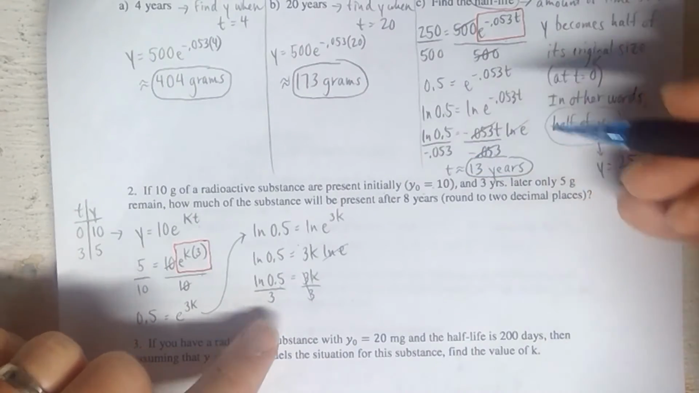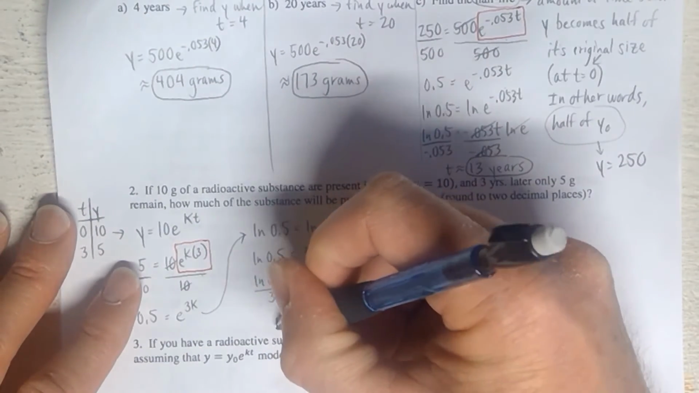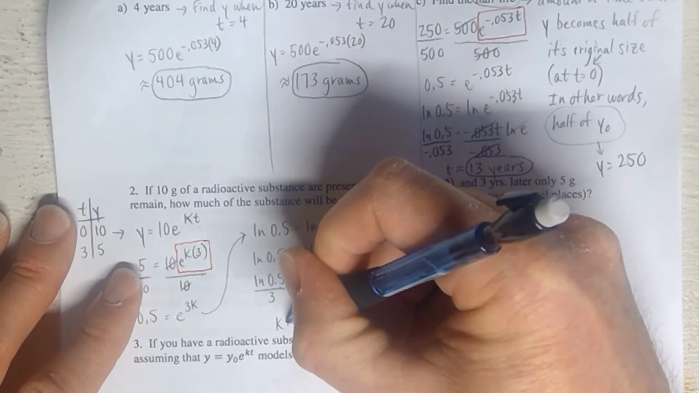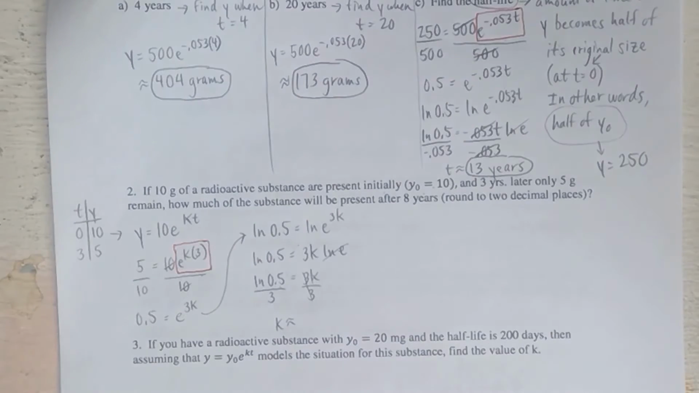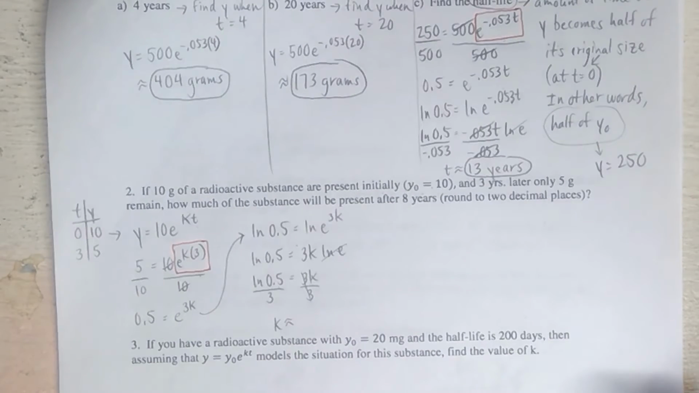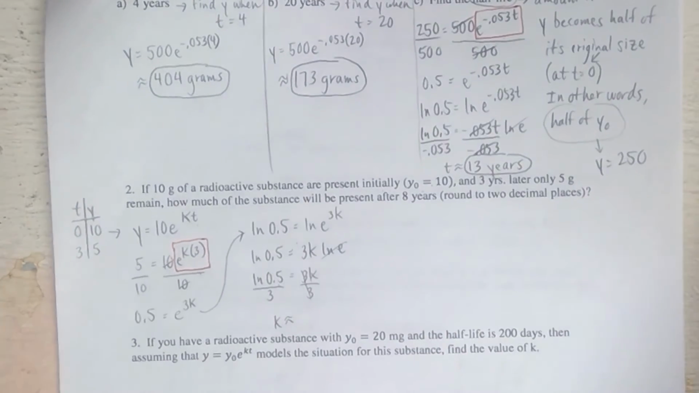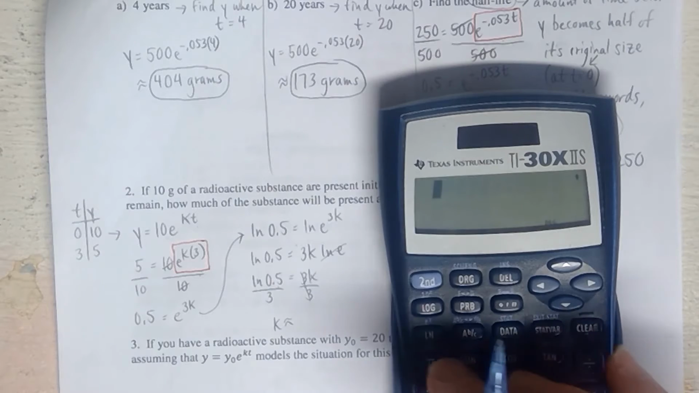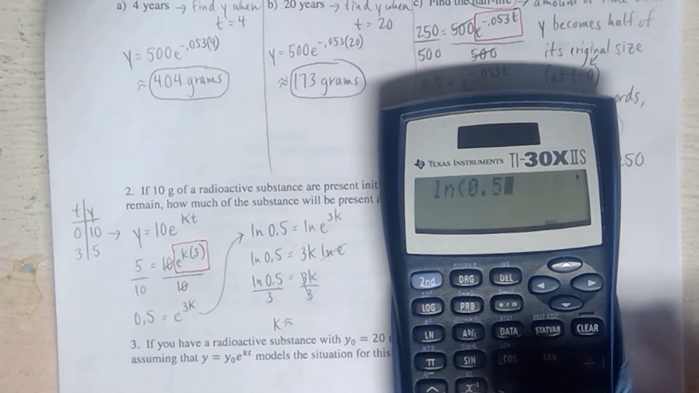And then what we end up getting is k is approximately, and you can round it off to 3 decimal places. I know I didn't mention that here because it's not the final answer, but I'm okay with you rounding off k's. In fact, I'll put that in your calculator so you can see what I'm talking about here. ln 0.5 divided by 3.